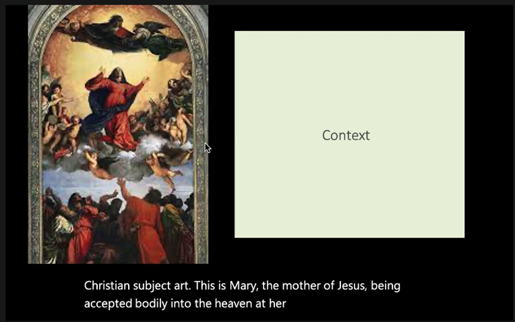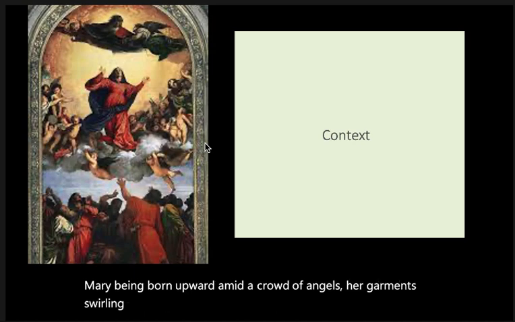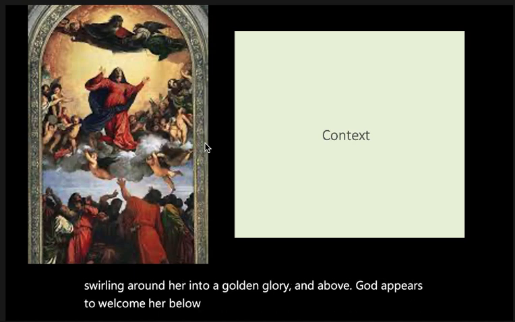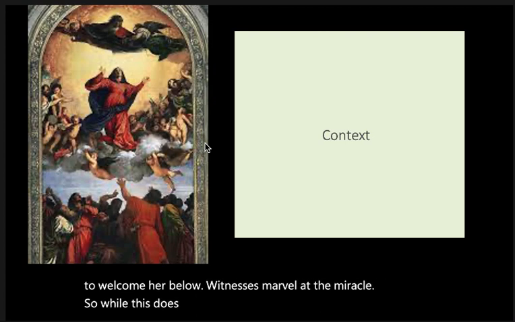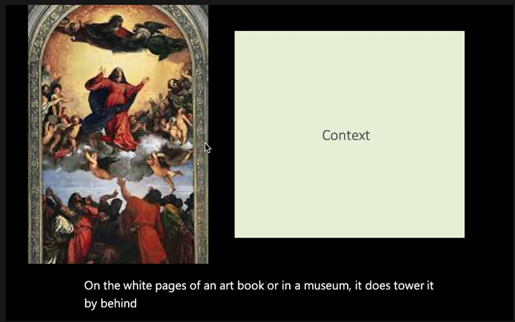The artist imagined Mary being borne upward amid a crowd of angels, her garments swirling around her into a golden glory, and above, God appears to welcome her below. Witnesses marvel at the miracle. So while this does not necessarily reside on the white pages of an art book or in a museum, it does tower up behind the main altar of the church, a church in Venice.